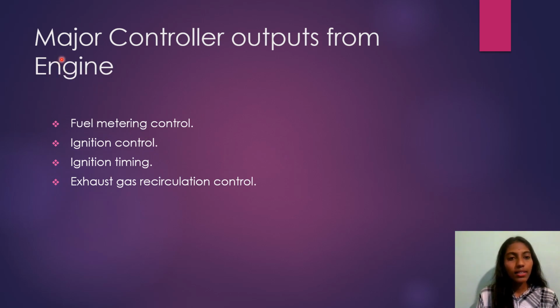Now let us discuss the major controller outputs from the engine. First one is fuel metering control, ignition control, ignition timing, the exhaust gas recirculation control.